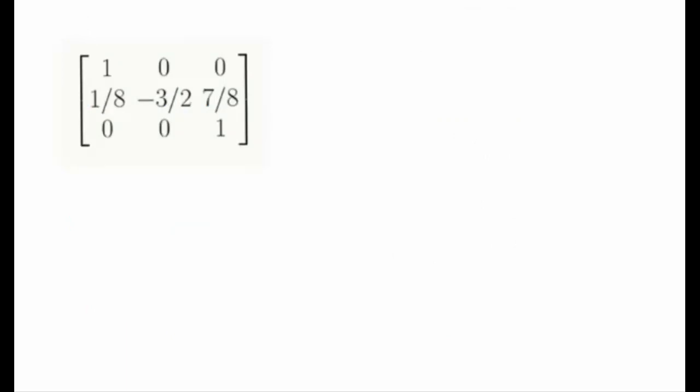Type 1 elementary row operations are really beneficial for removing fractions from our matrix. Take a look at row 2 of this matrix and see if you can figure out a number that we could multiply by to remove all of these fractions. If we take row number 2 and multiply by 8, that should get rid of all of these fractions for us.